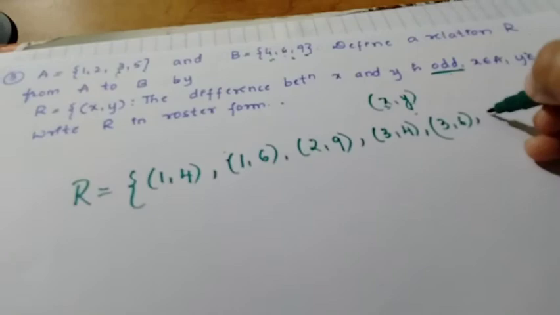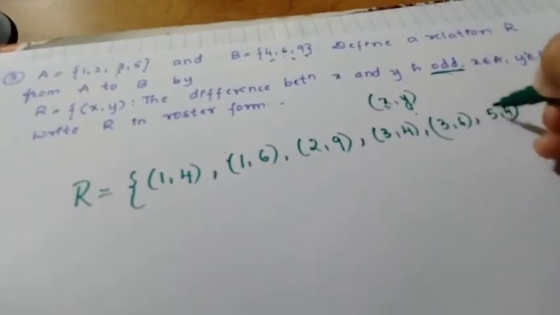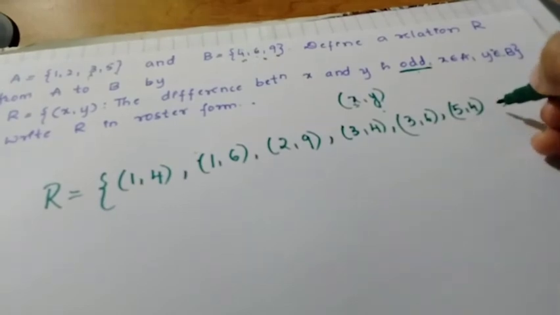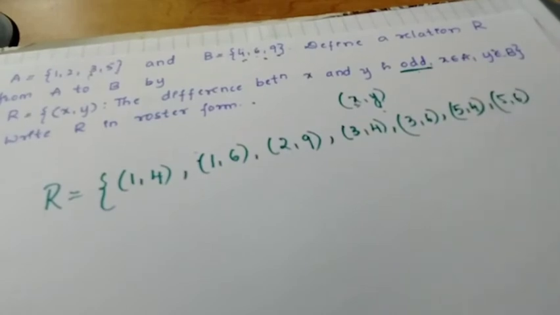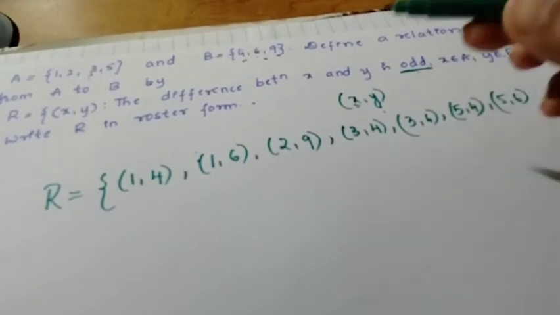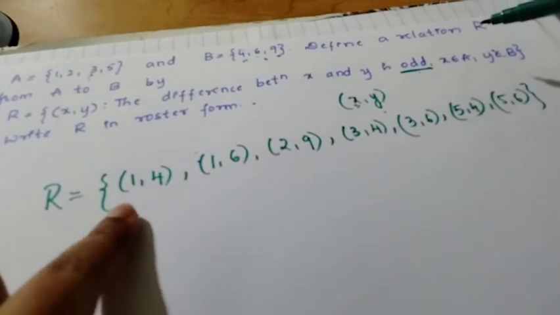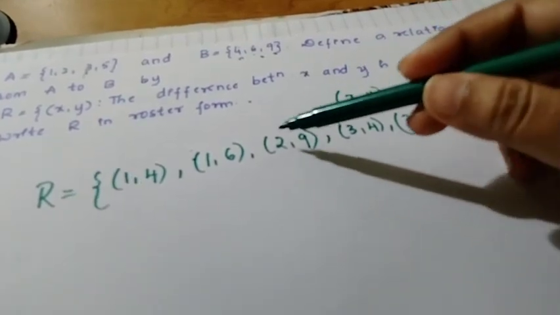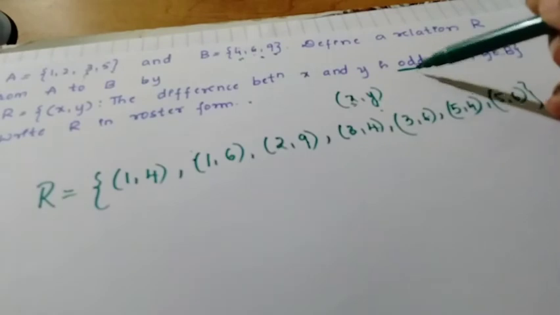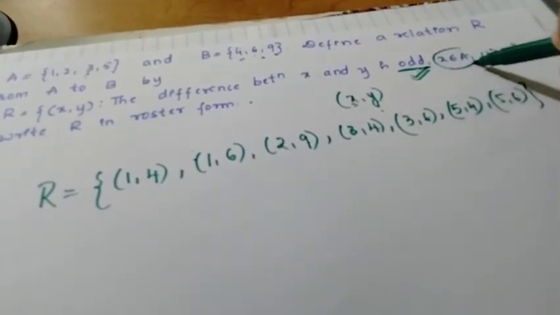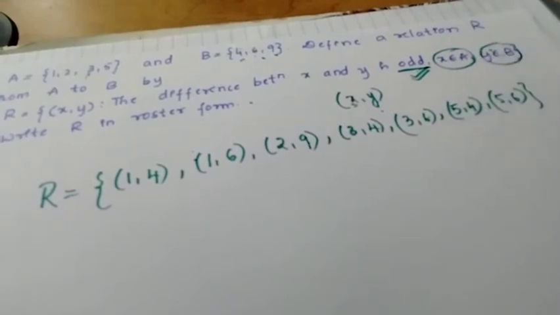Next I check with 5. (5, 4). Yes, 5 minus 4 is 1. 1 is an odd number. Next, 5 with 6. Yes. Again 5 minus 6 is minus 1. It is an odd number. 5 and 9: 9 minus 5 is 4. 4 is an even number. You cannot take. So these are the ordered pairs where the difference between x and y is an odd number. The x element you are taking from A and the y element you are taking from B.